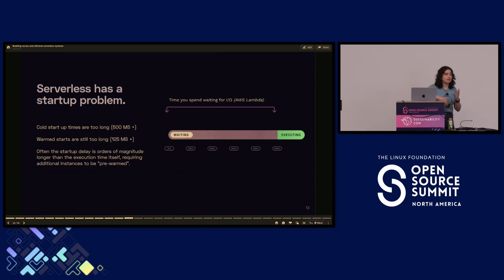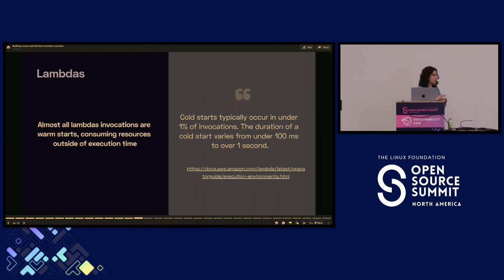So we're not achieving that scaling up and down of our functions that we're aspiring to, and we're just not getting that fast of systems in order to get people to want to adopt this serverless model. So to look at that in more detail, this is from AWS Lambda's operator guide.